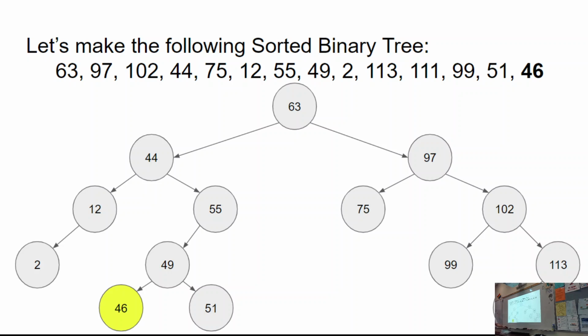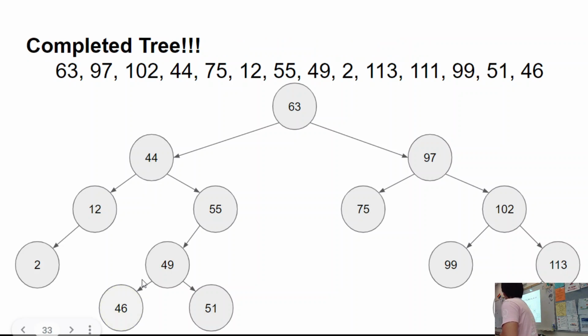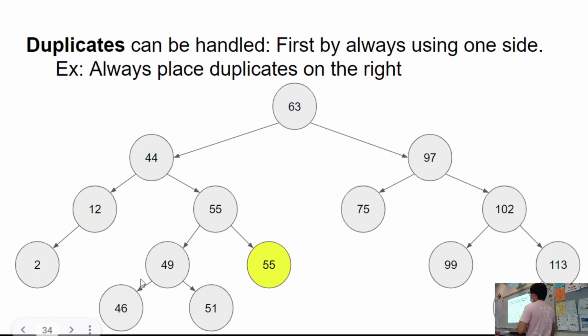So we'll talk about how we actually insert these things. Before we get to that, what happens if we add duplicates? How do we handle duplicates? There are two ways to handle duplicates. The first way is we can make a rule to always insert it on the same side of the tree. So here I've chosen to always insert my node to the right side of the duplicate. So for 55, I've chosen to write 55 to the right side of this duplicate. If I have another 75, it'll be on the right side. If I have another 51, it'll be on the right side.